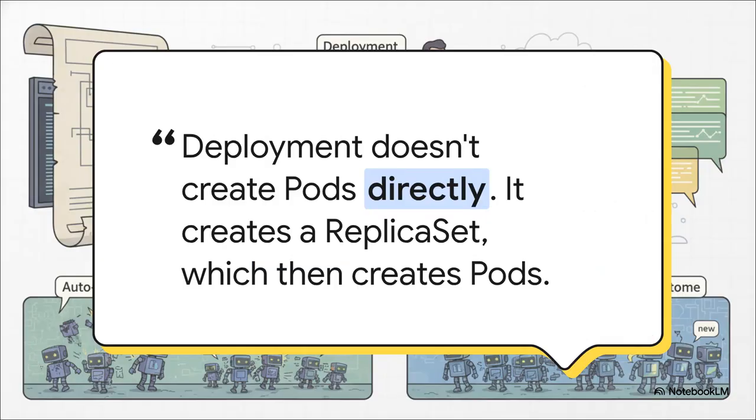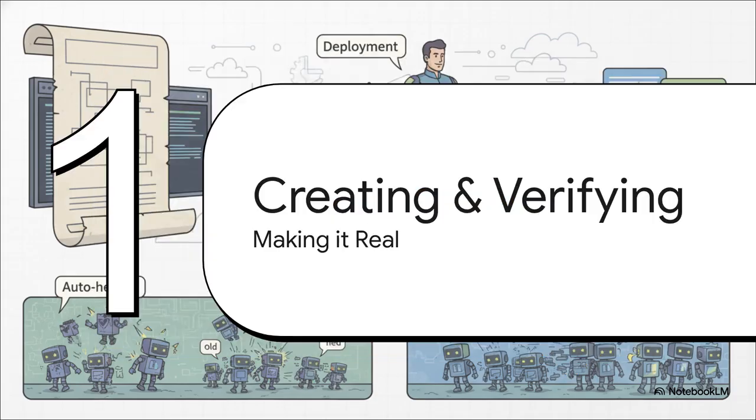Now, here is a super important detail, especially if you're prepping for an interview. A deployment never, ever creates pods directly. What it actually does is create a replica set, and then the replica set is the one that creates the pods. Think of it like this. The deployment is the big boss, the manager, who says we need 3 workers. The replica set is the supervisor who actually goes out, hires the 3 workers, the pods, and makes sure there are always 3 on the job. It's a hierarchy.